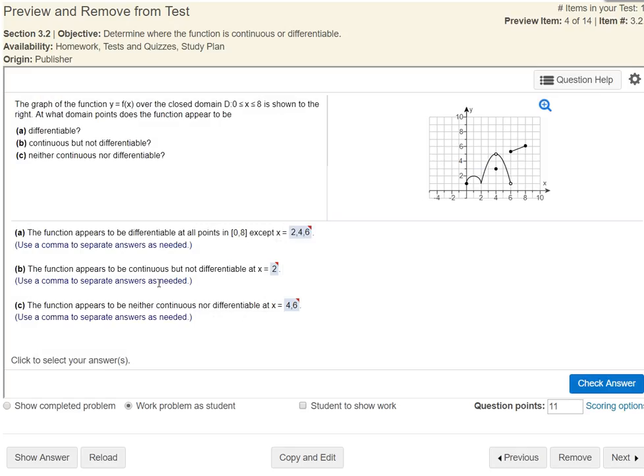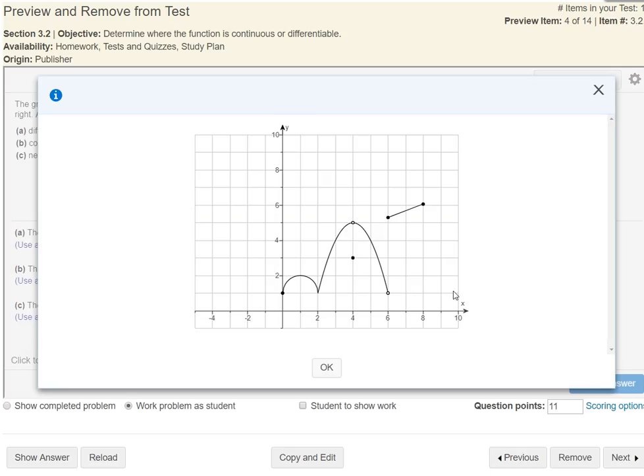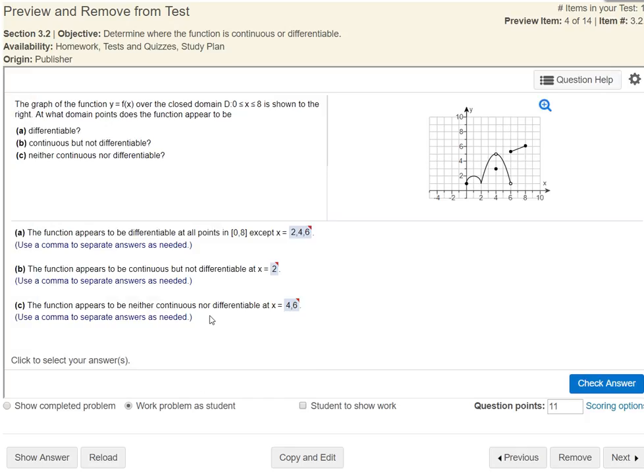Okay, how about where does the function appear to be continuous but not differentiable? 2, okay? And finally, neither continuous nor differentiable at the other 2, 4 and 6, okay? Yeah, I like it. I like it better like this. Yeah, okay. Next.